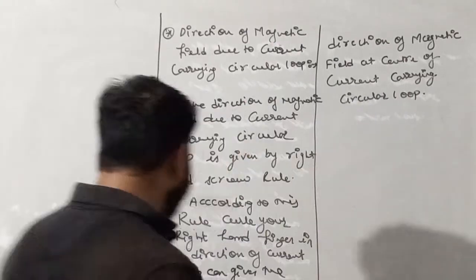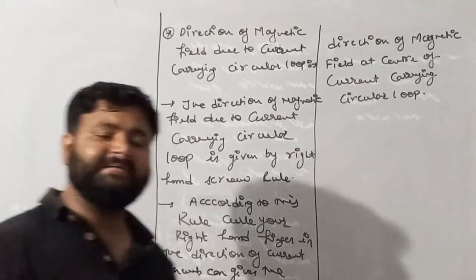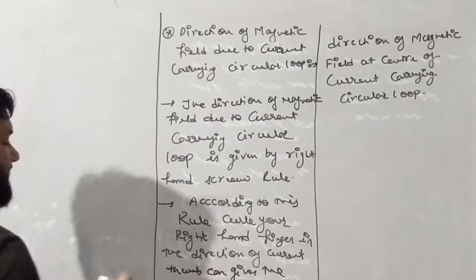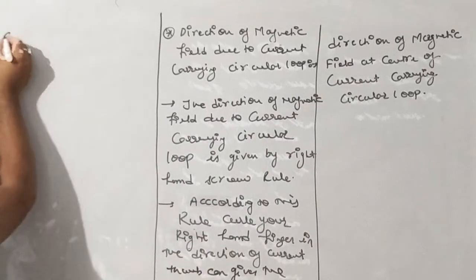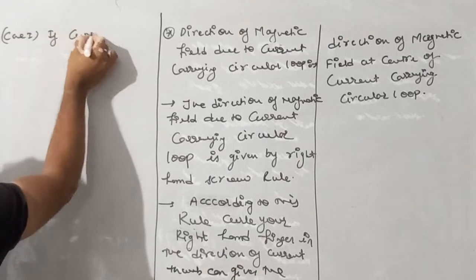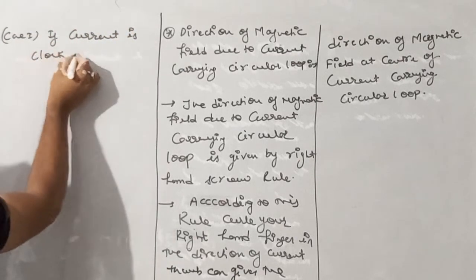So see how to find the direction of the magnetic field at the center of a current carrying circular loop. Case first, if the current is clockwise.